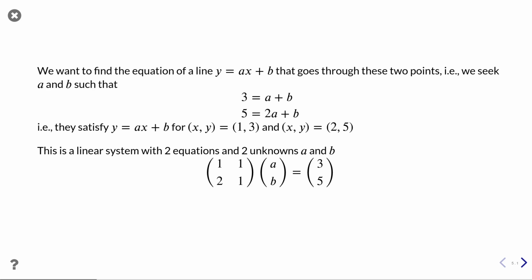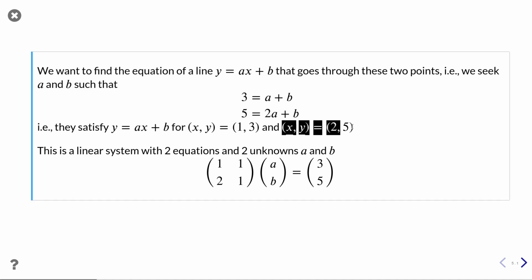So here, my x's and my y's are going to be my data points. What I want to find are the values a and b that make a line go through these 2 points. So what I do is I say, well, this line equation has to satisfy the affine equation y equals ax plus b for both values of x and y that we know. So the 2 points (x, y) that we have: (1, 3) and (2, 5).